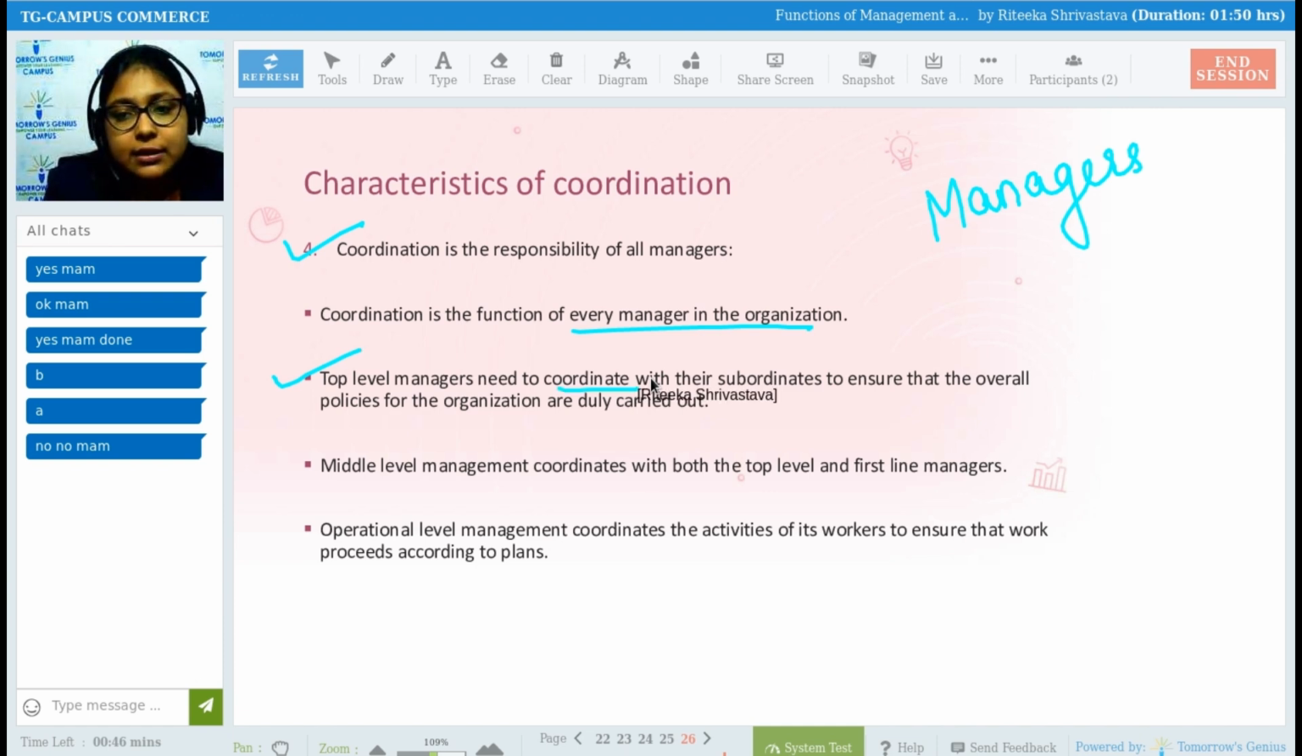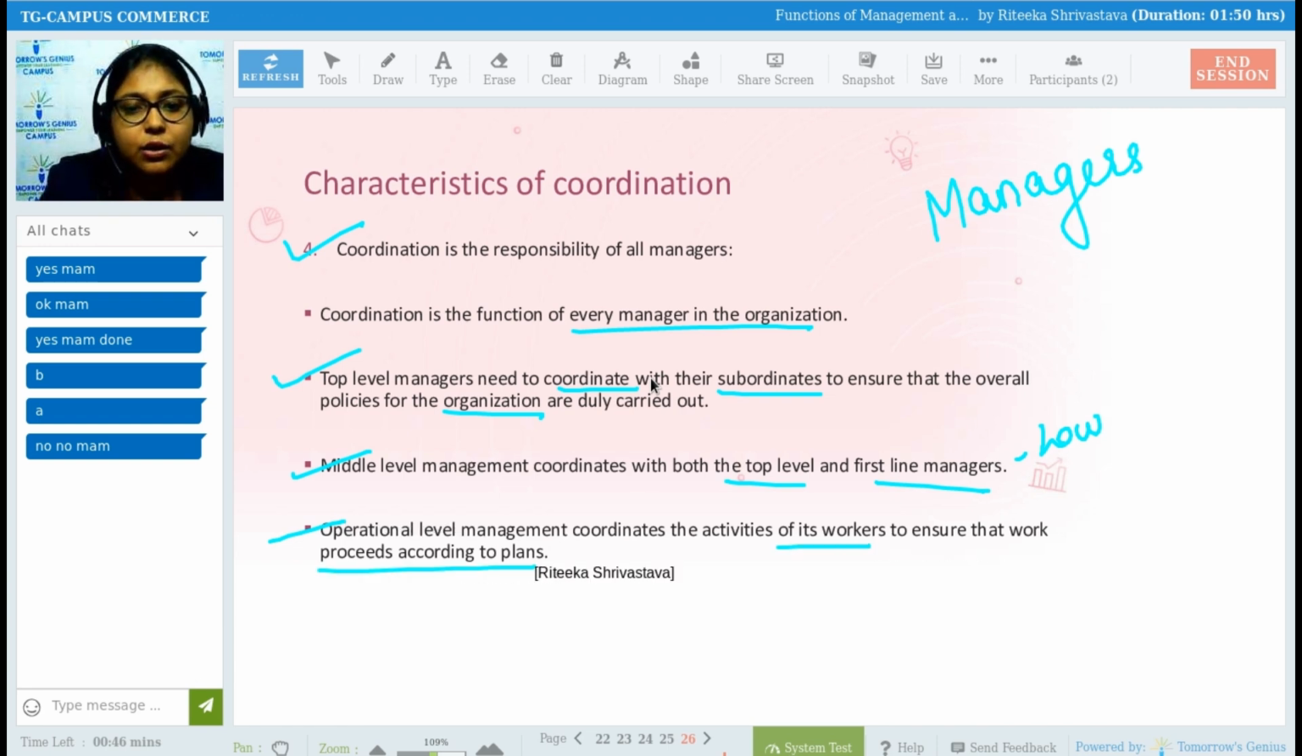Top level managers need to coordinate with their subordinates to ensure that the overall policies of the organization are duly carried out. Middle level management coordinates with both top and first line managers, that is lower level management. Operational level management coordinates the activities of its workers to ensure that everything proceeds according to plan. So they are saying that every manager is responsible for taking care that there is smooth coordination going on in the organization.